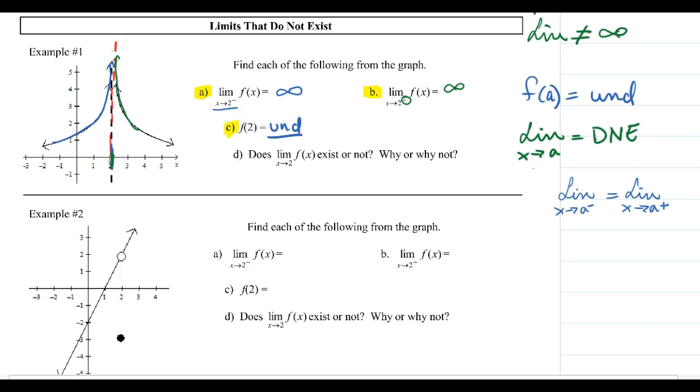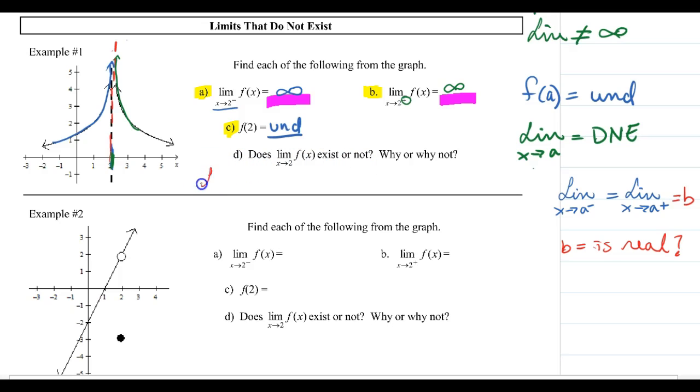That's my first check. Does my left limit equal my right limit? Well, yes, infinity equals infinity. My second check is, does the number they equal, is that a real number? And we've said infinity is not a real number, so this limit does not exist.